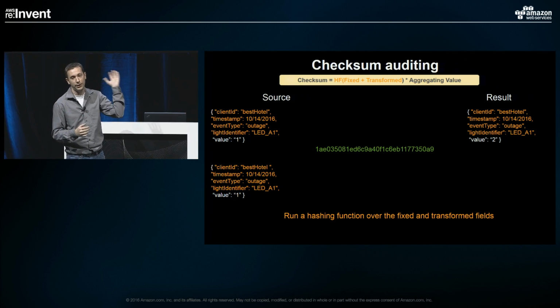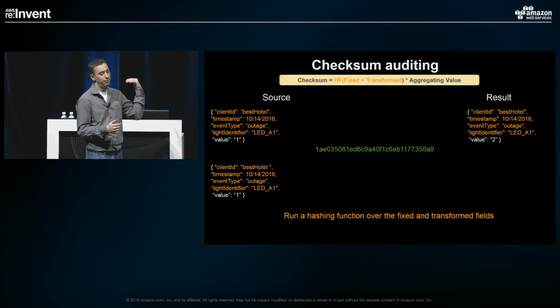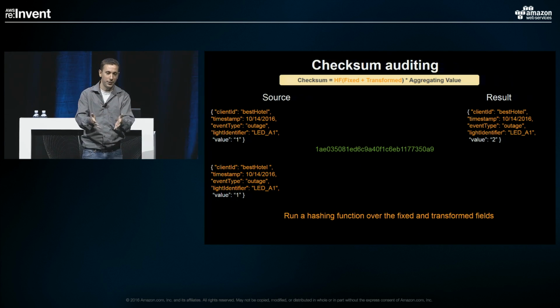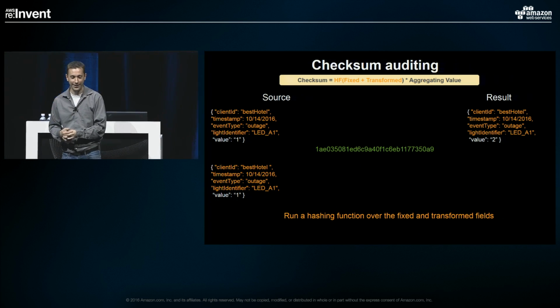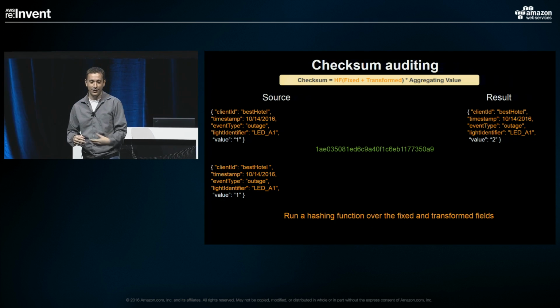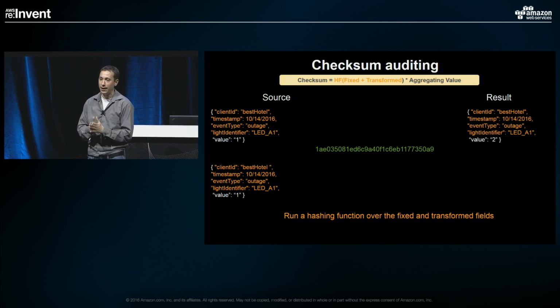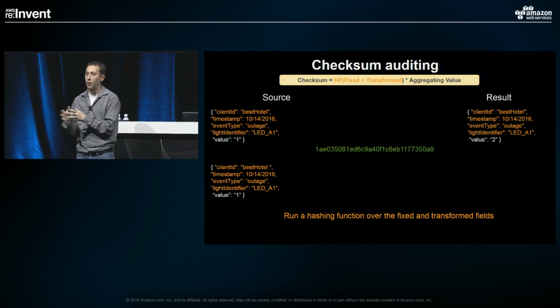So you can see here we picked MD5. It's a 1AE, et cetera. Trust me, this is correct. I hope you trust me. And so now we've got an identity for the key, if you will, that we've done in our MapReduce.